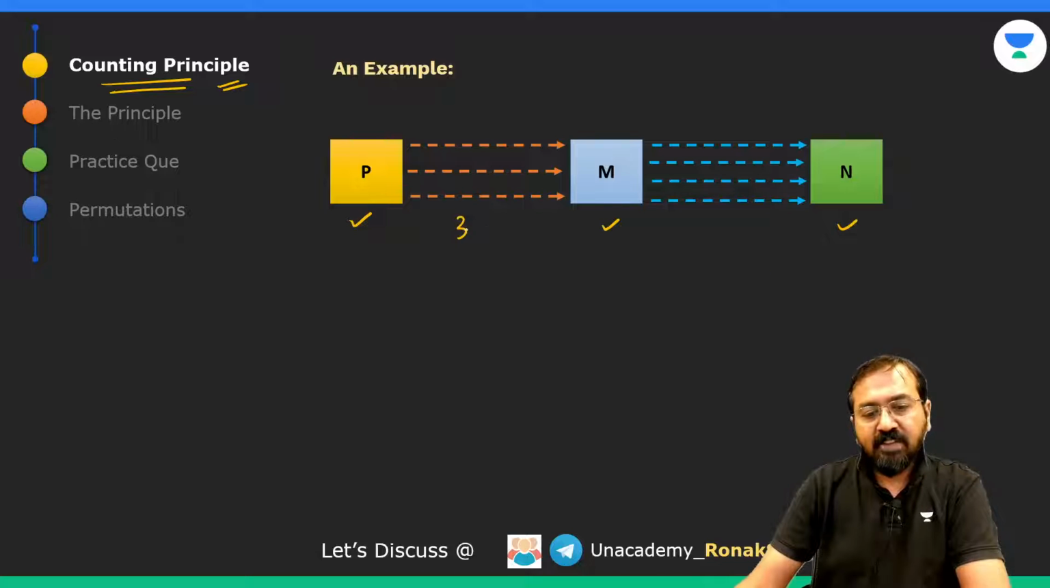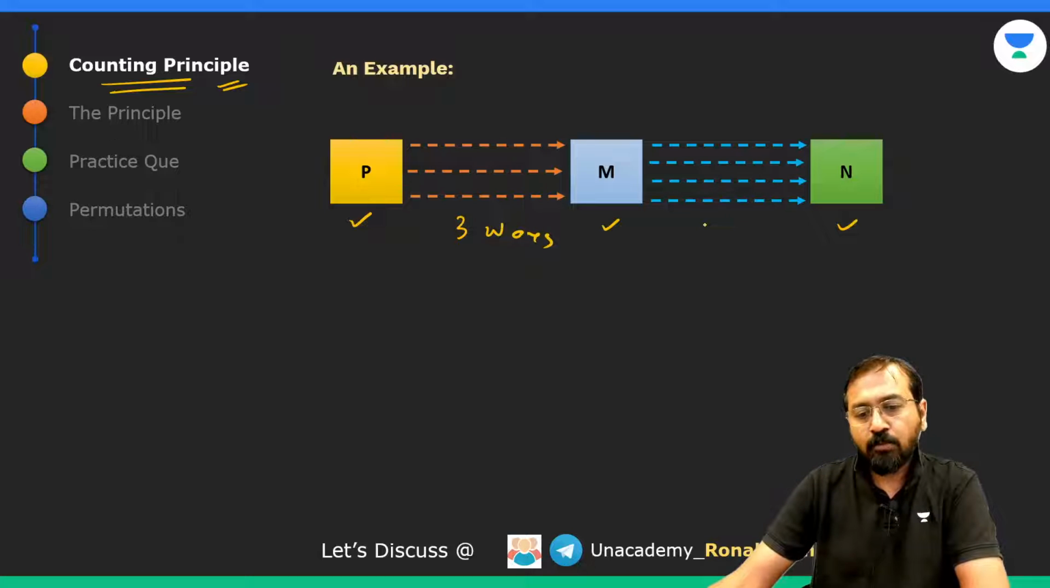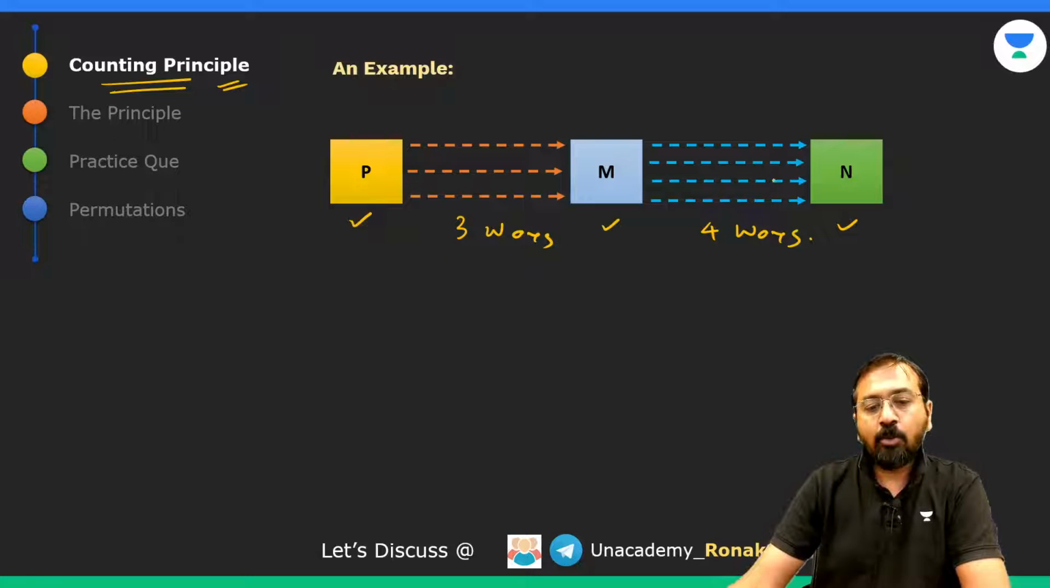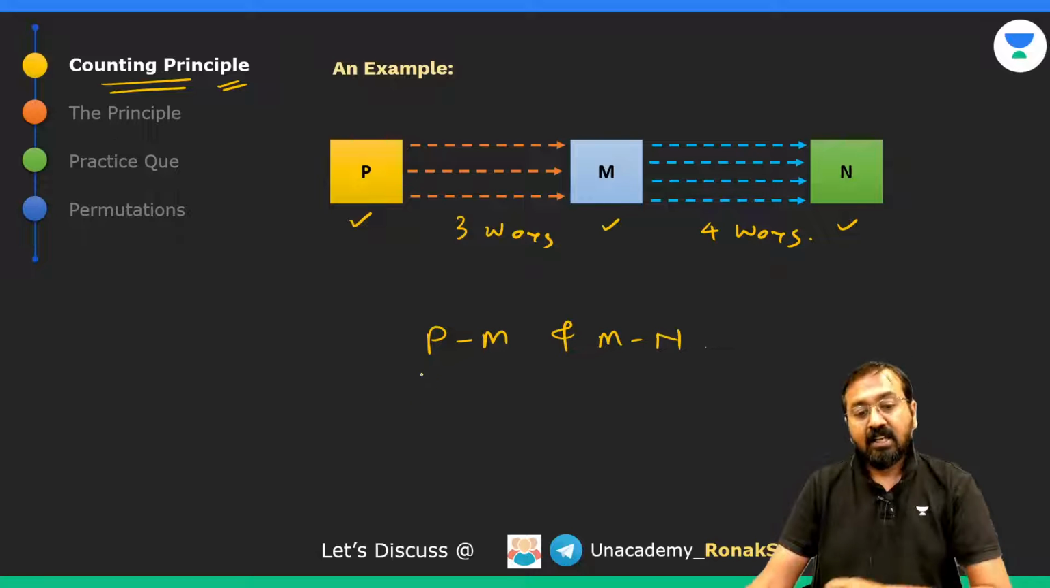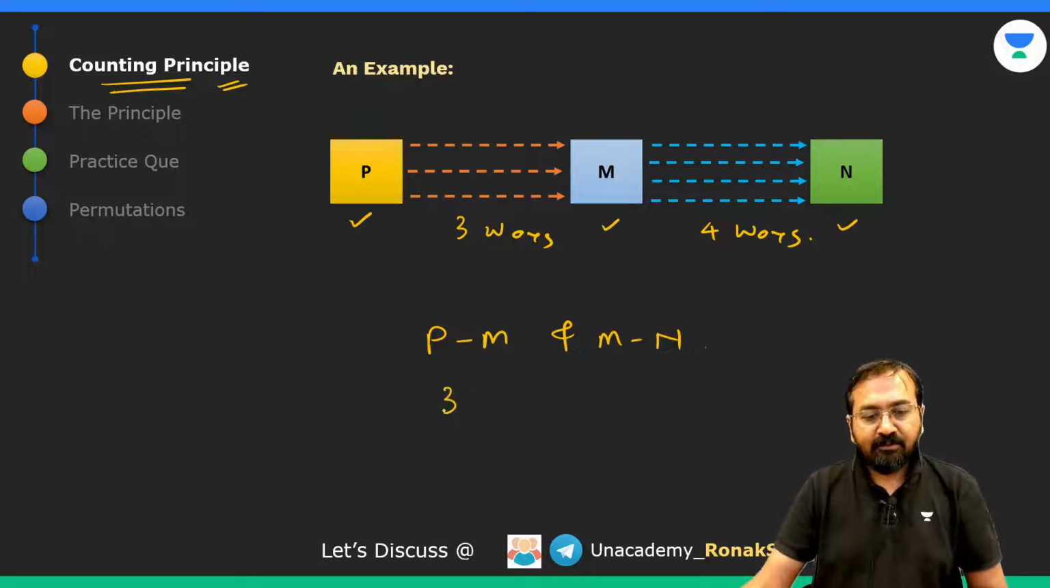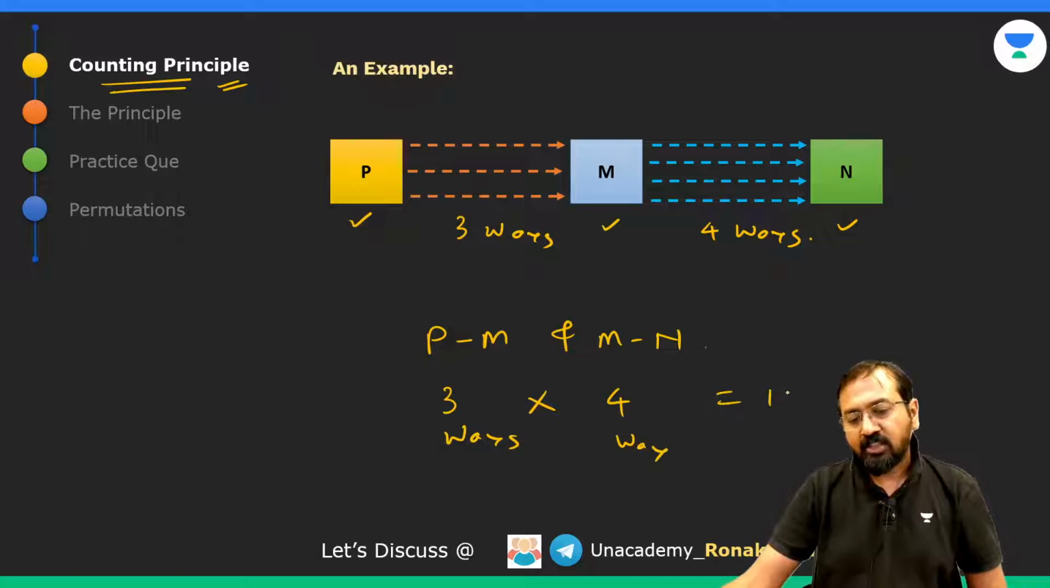So there are 3 ways to go from Pune to Mumbai, and there are 4 different routes to go from Mumbai to Nasik. Now, if you want to understand in how many different ways can I go from Pune to Nasik, of course I'll have to go from Pune to Mumbai first, and then from Mumbai to Nasik. To go from Pune to Mumbai, I have 3 ways, and to go from Mumbai to Nasik, I have 4 ways. So total number of ways will be 3 into 4, that is 12 ways.